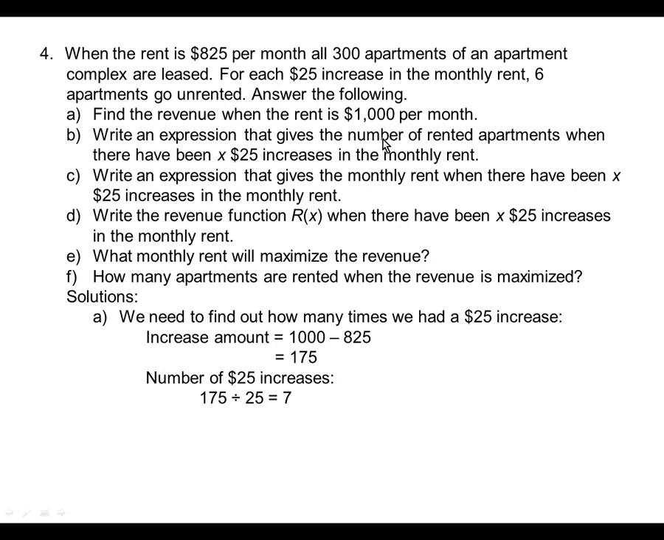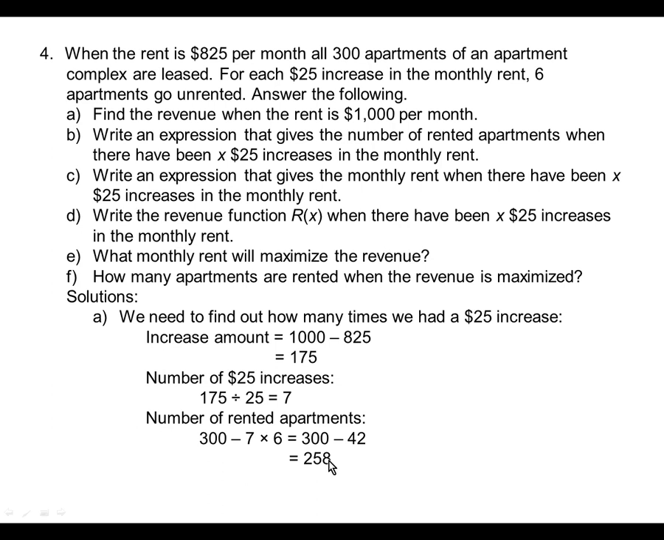Now remember, we know what the rent is. We're told it's $1,000. We just have to figure out how many apartments were rented, because the revenue is going to be the rent times the number of rented apartments. Every time there was a $25 increase, there are 6 empty apartments. So the number of rented apartments is the 300 you started with minus 7 times 6. You have 300 minus 42. There are 258 rented apartments.